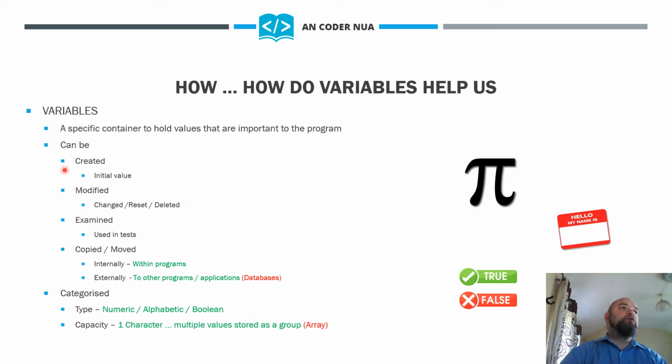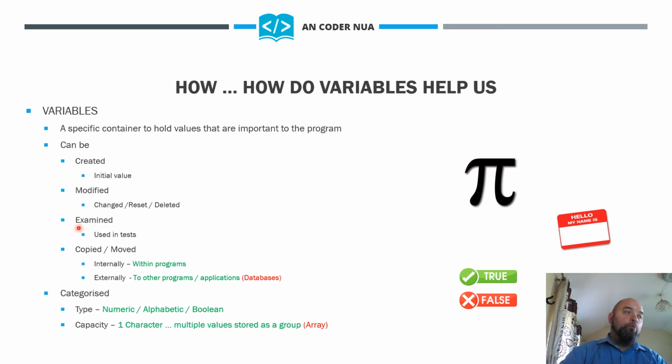A variable can be created and given an initial value, and that will be at the start of the program or as we need the variable. Several programming languages have their variables at the start of a program. Other ones like Java, as we need a variable, we can declare it. Obviously you can modify your variable. It can be changed, it can be reset, it can be deleted.